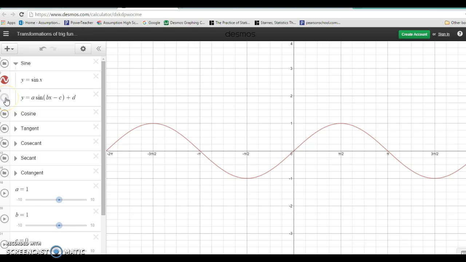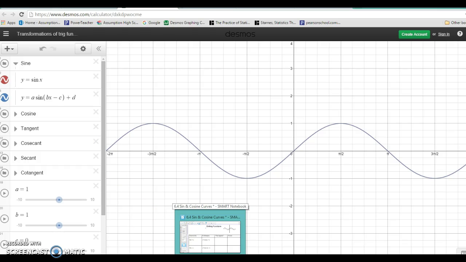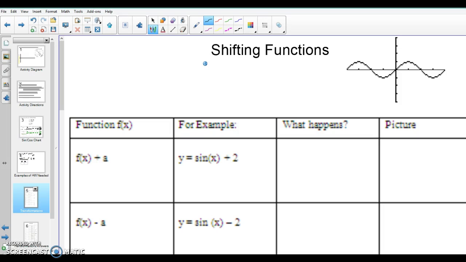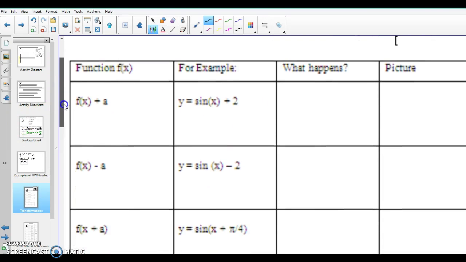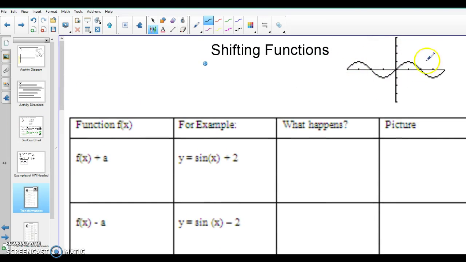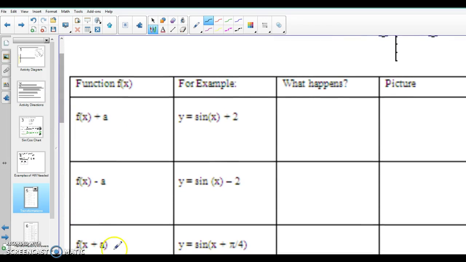If I also have the fancy sine, y equals a times sine bx minus c plus d, I can use the sliders down here to adjust the function. So for our second part of the notes, this is the 6.4 transformations. You have a chart that looks very similar to this, and it says if this is the graph of y equals sine of x, what is the graph of sine of x plus a constant equal? So for instance, sine of x plus 2 and sine of x minus 2, what happens there?